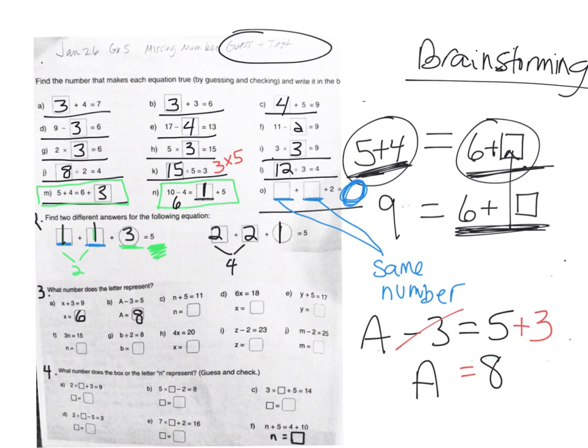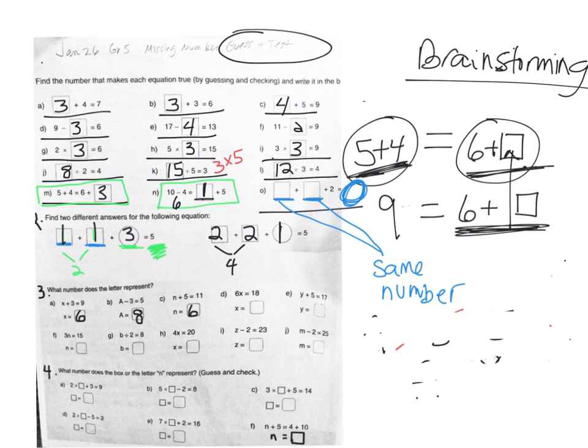Okay, let's take a look at C. An unknown number called n plus 5 equals 11. The answer is 6. 6 plus 5 equals 11 because 11 subtract 5 is 6. Or you might just have memorized that 5 plus 6 is 11.